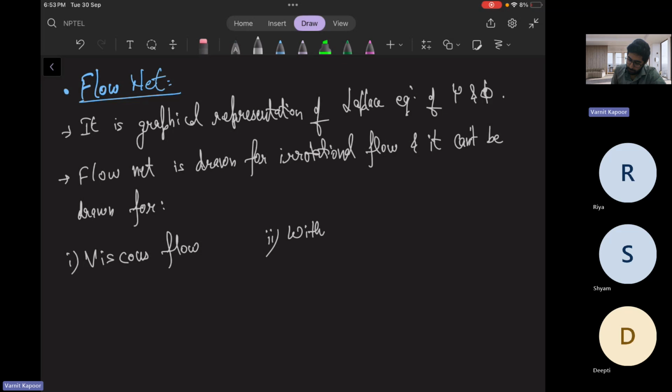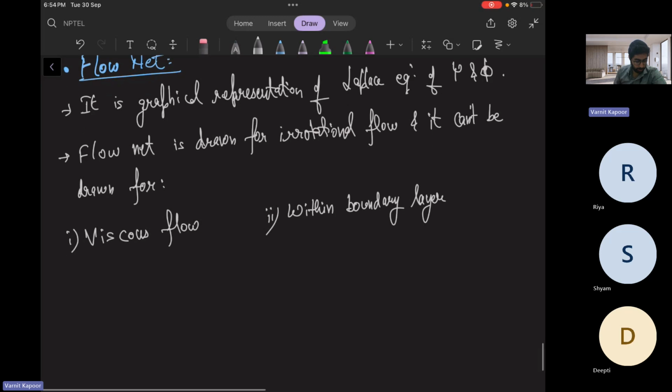So rotationality will come into play. So you can't define a flow net because phi is not defined for a rotational flow. Within the boundary layer. Next, sudden expansion and contraction. Again, when you do a sudden expansion or contraction, then also there is an issue.